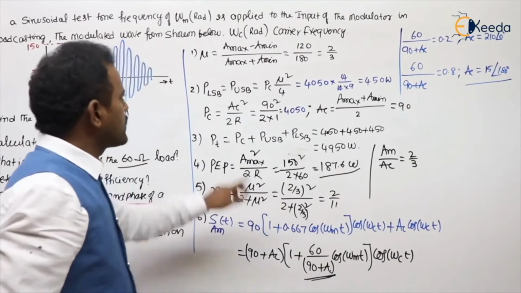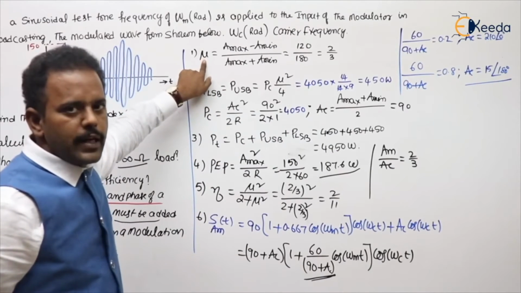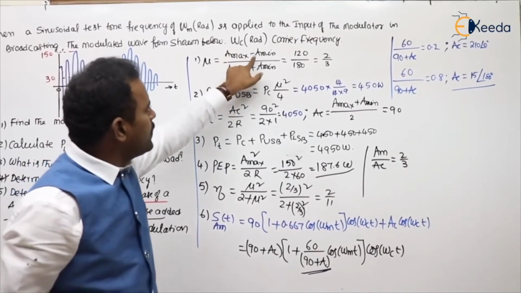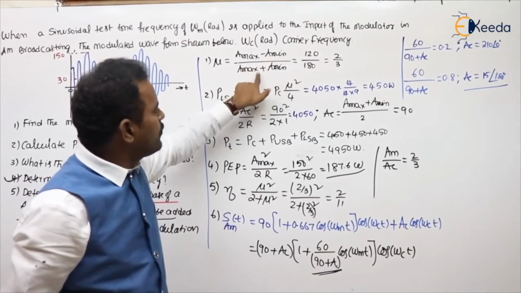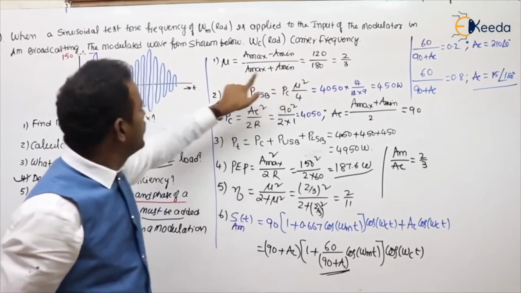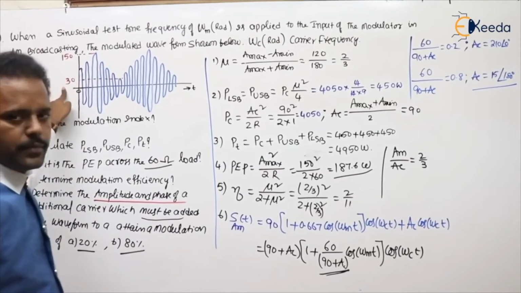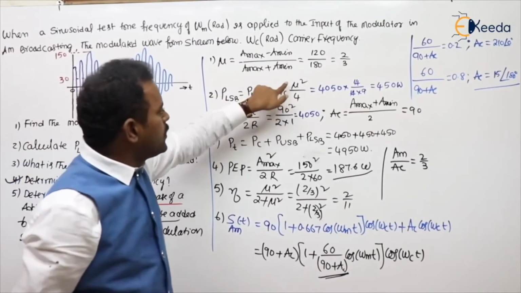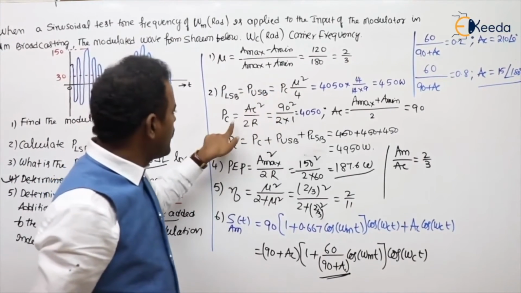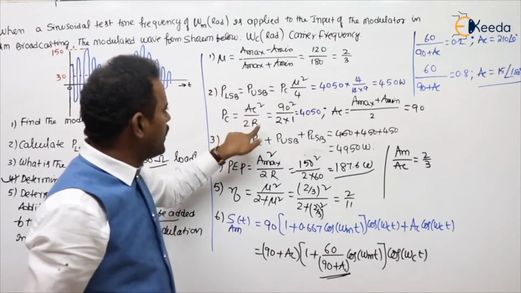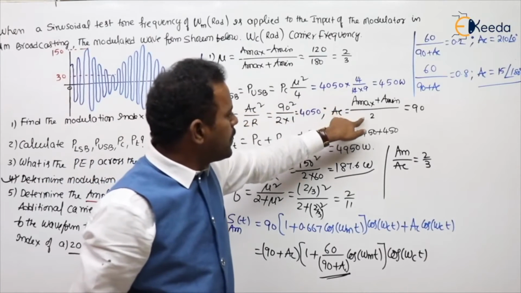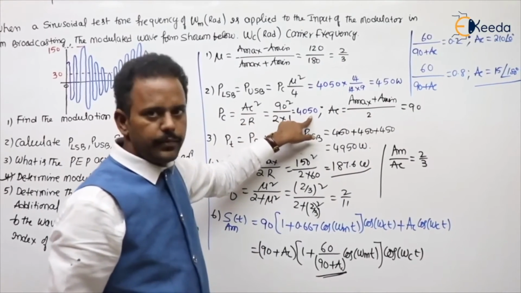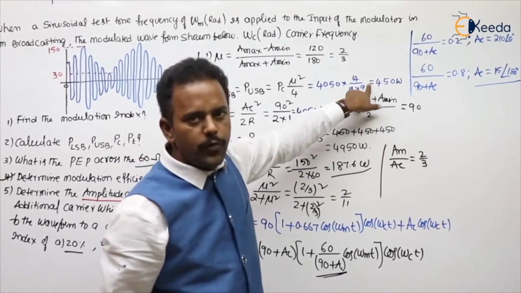I am repeating one more time. See, the mu value formula: A max minus A min by A max plus A min. 150 minus 30 is 120, by 150 plus 30 is 180, which is 2 by 3, since 150 and 30 are given. Next we need to calculate LSB and USB power. PC into mu square by 4. PC value I calculated: AC square by 2R, where AC is A max minus A min by 2, which is 90. Substituting here, you got 4050. And substituting this value here, 450 watt.